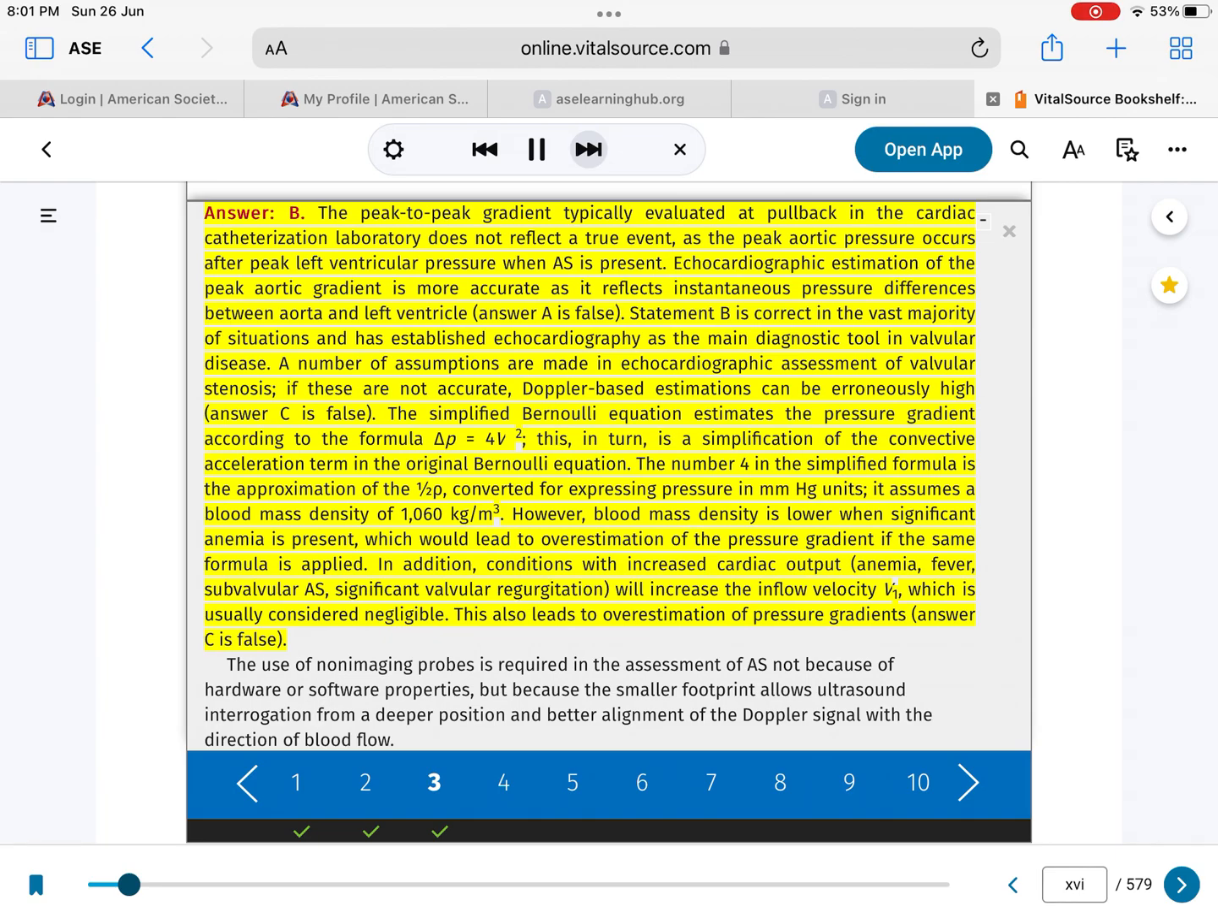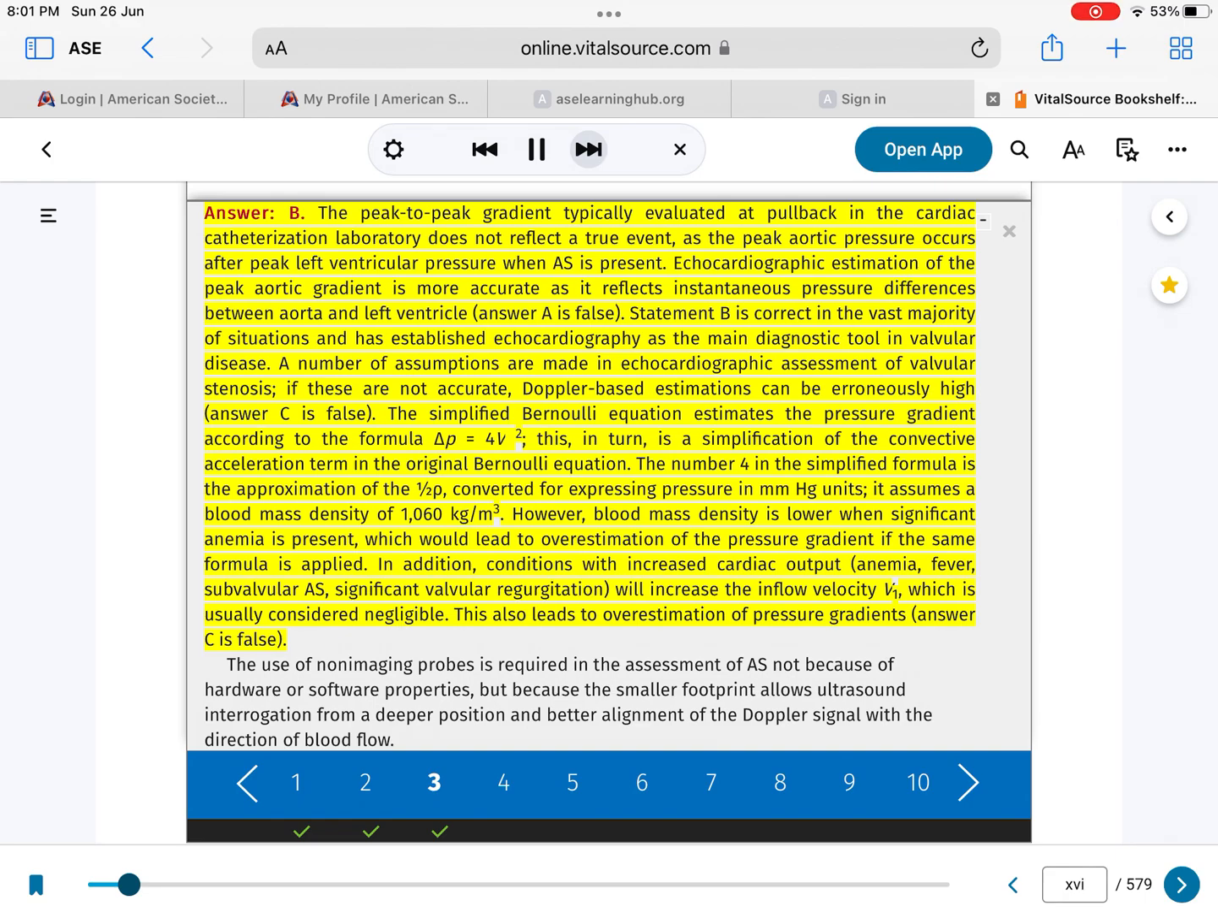Answer C is false. The simplified Bernoulli equation estimates the pressure gradient according to the formula P equals 4v². This, in turn, is a simplification of the convective acceleration term in the original Bernoulli equation. The number 4 in the simplified formula is the approximation of the constant converted for expressing pressure in mmHg units. It assumes a blood mass density of 1060 kg/m³. However, blood mass density is lower when significant anemia is present, which would lead to overestimation of the pressure gradient if the same formula is applied.